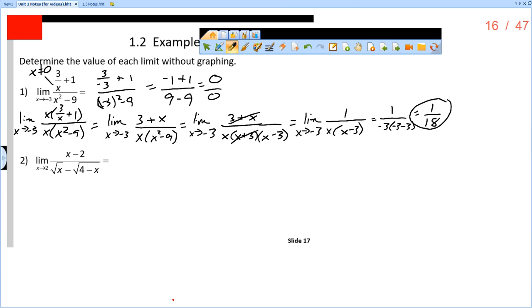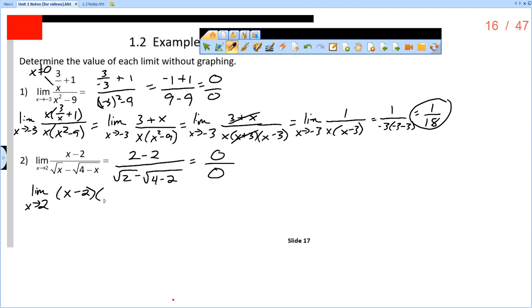Next one. Okay, this is just another example, but now this has more square roots in it. So we are going to multiply by the conjugate of the denominator. Now, of course, we should plug in first, right? So 2 minus 2 divided by root 2 minus the square root of 4 minus 2, right? So 2 minus 2 is 0. 4 minus 2 is 2. So I have root 2 minus root 2. Of course, we get 0, right?